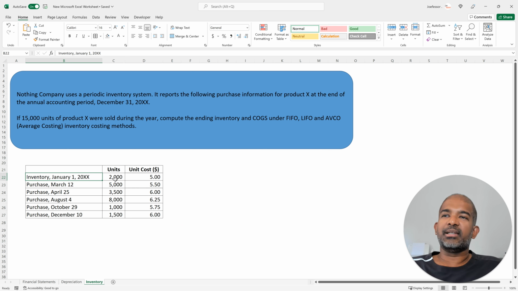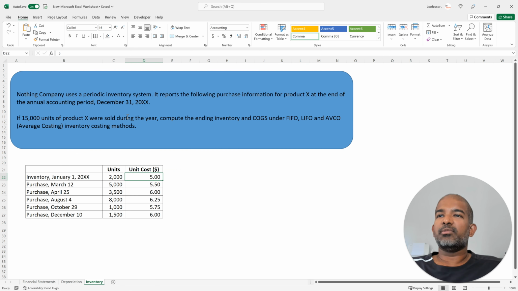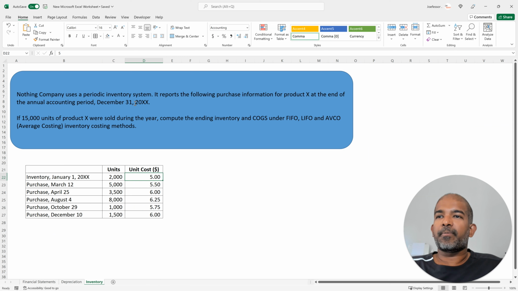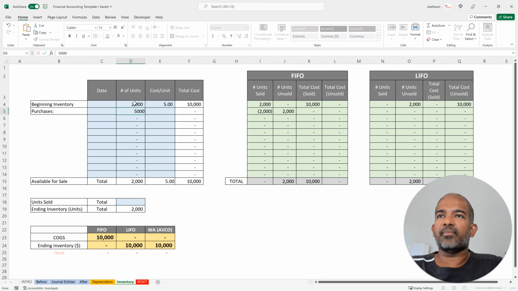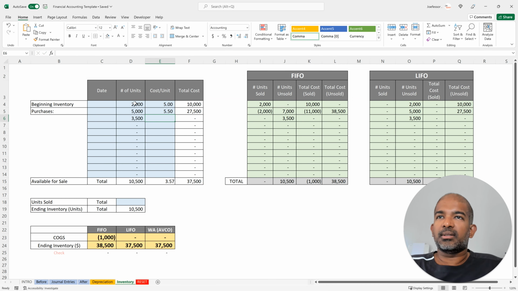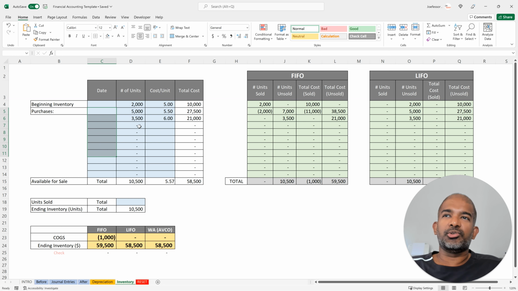They've provided you the purchase information. You also have the beginning inventory information here. So let's try to feed that in our template. The beginning inventory is 2,000 units at the cost of 5 per unit. The first purchase was on March 12, for 5,000 units at a cost of 5.5. The next purchase was 3,500 units at a cost of $6 per unit. Entering the dates here is completely optional as long as you use a chronological order.